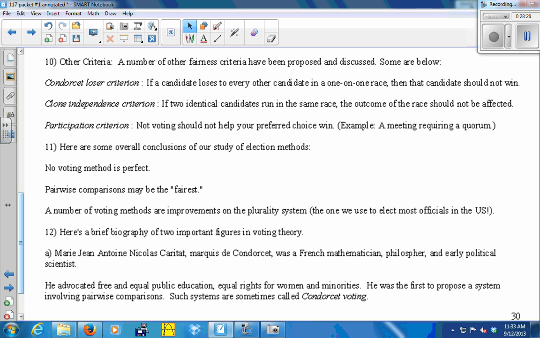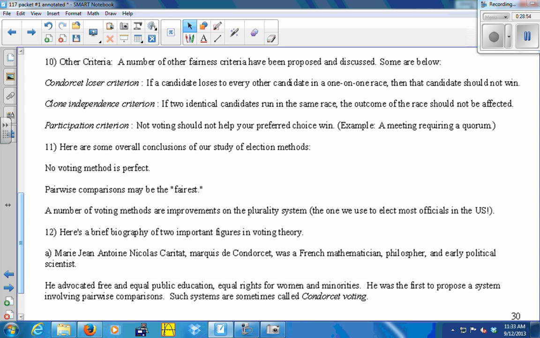so if there's a candidate who's, what's the opposite of undefeated? Like very defeated, right? Like if you are on a team and you go 0-3, right? You lose all your games, you always lose, right? So if you are a Condorcet loser, you always lose to anyone else. This criterion says that you should not win the election.